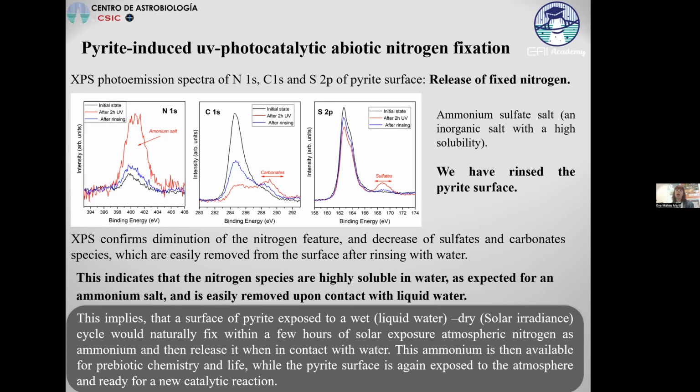So we proposed a system with a cycle of wet and dry process, in which the ammonium was absorbed, fixed on the pyrite surface, and then released when in contact with water, meaning that this ammonium was then available for prebiotic chemistry, as a building block of life in a water solution. The pyrite surface is again exposed to the atmosphere in order to be ready for new catalytic reactions. So it has many implications for prebiotic chemistry.